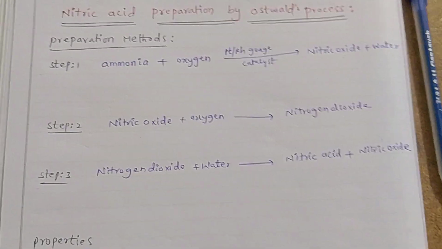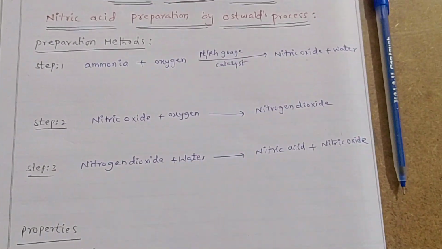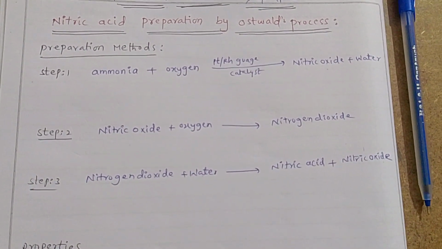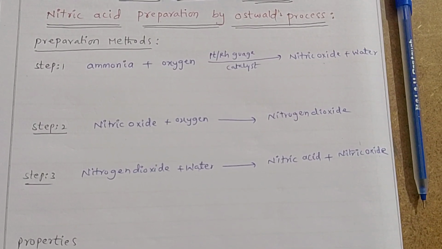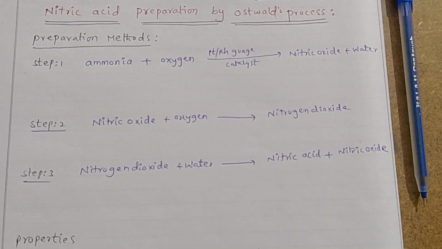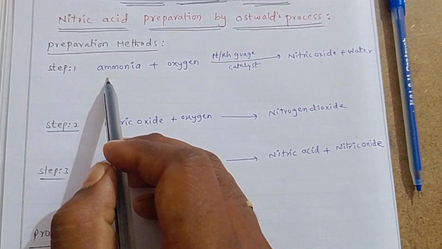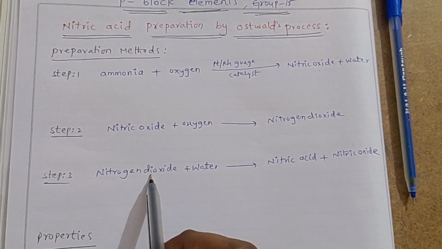Today I am going to discuss nitric acid preparation by the Ostwald process. It is a very important question for the IPE board examination. The nitric acid preparation takes place in 3 steps. I have written the 3 steps like this, so this is very useful to remember the reaction.